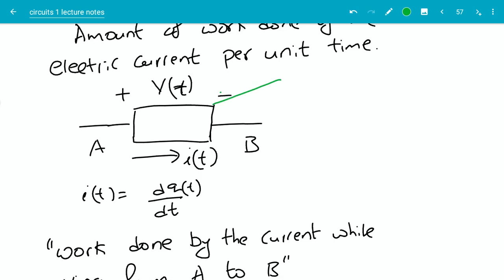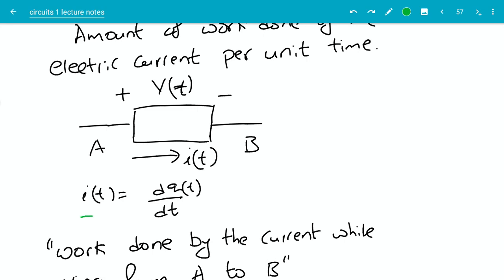Let's say there is any generic component here. It could be a resistor, a voltage source, current source, capacitor, inductor, whatever. We don't care which component we're considering. All we know is there's a voltage drop from left to right, from A to B, and the voltage drop is V of t, and the current going from A to B is I of t. Given this condition, we want to see what is the power, or what is the rate of work being done by the electric current.